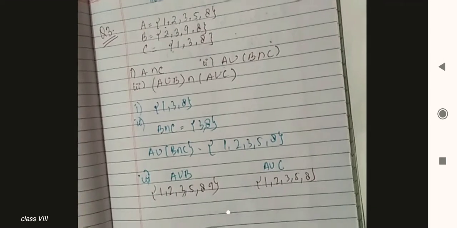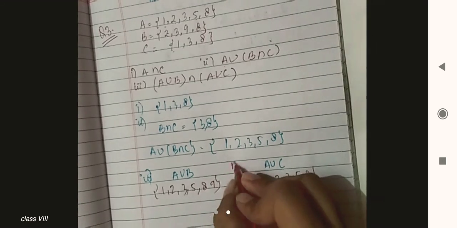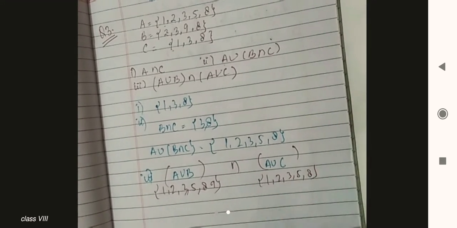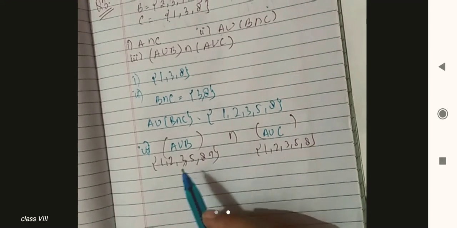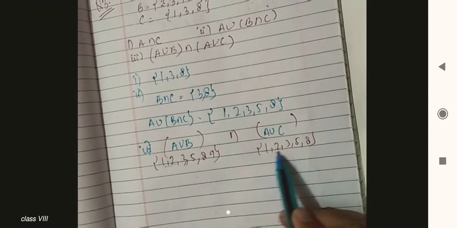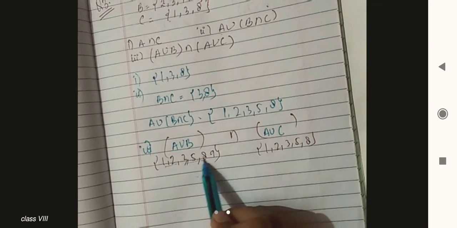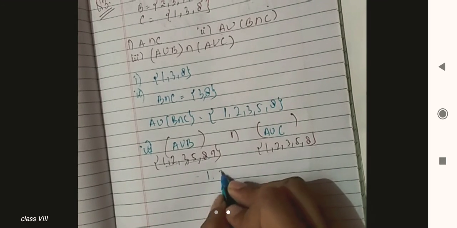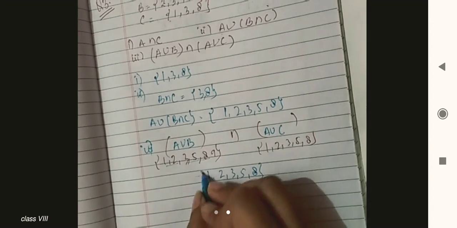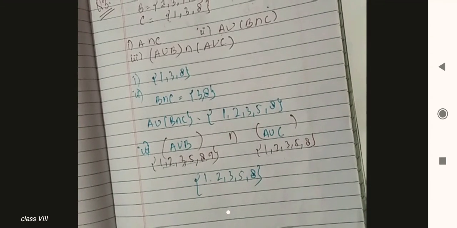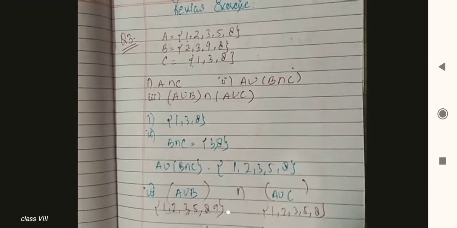Now according to the question, they are asking for the intersection of these two. So is anything common in these two brackets? Can you figure it out? 1, 2 is common. 3, 5 is also common. 8. So what is common? 1, 2, 3, 5, 8. 9 is not there, so it is not common. So see how easily we have solved question number three. Now let's move on to another question.